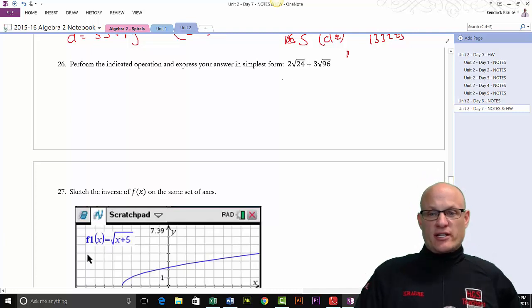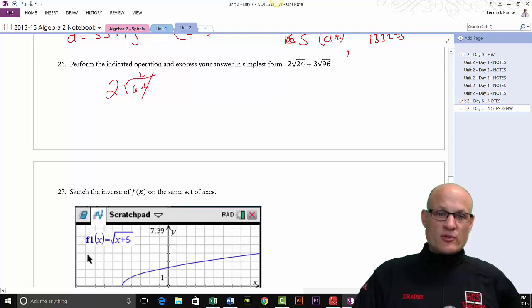Dumb question. All right, in order to add, we have to have the same radical. In this case, it looks like it's going to be radical 6. So I can rewrite it as 2 radical 6 times 4. Should have read the 4 first. Square root of 4 is 2. So I get 4 radical 6.